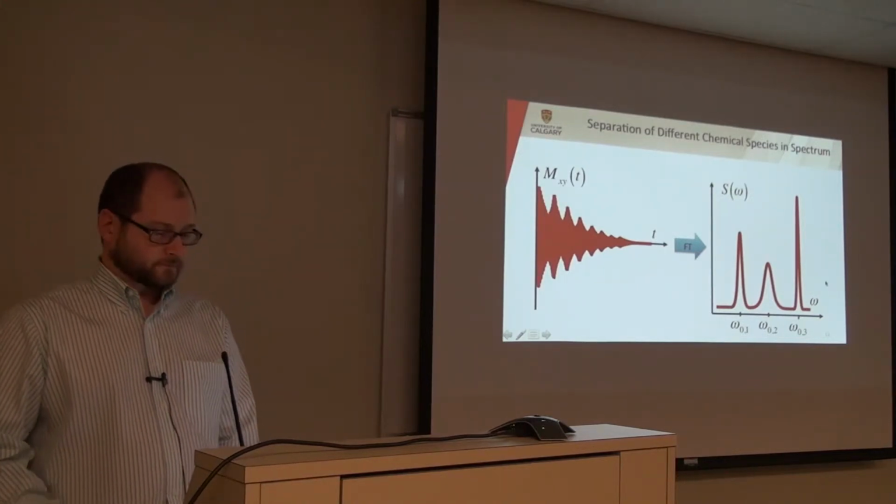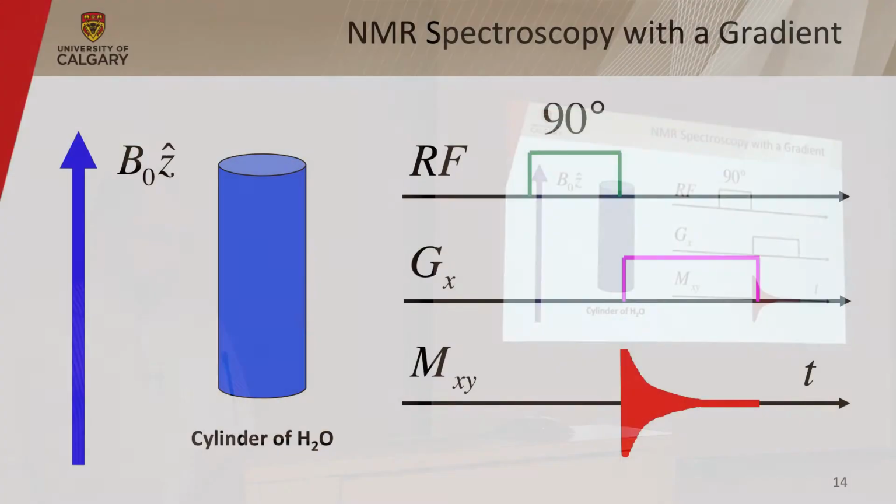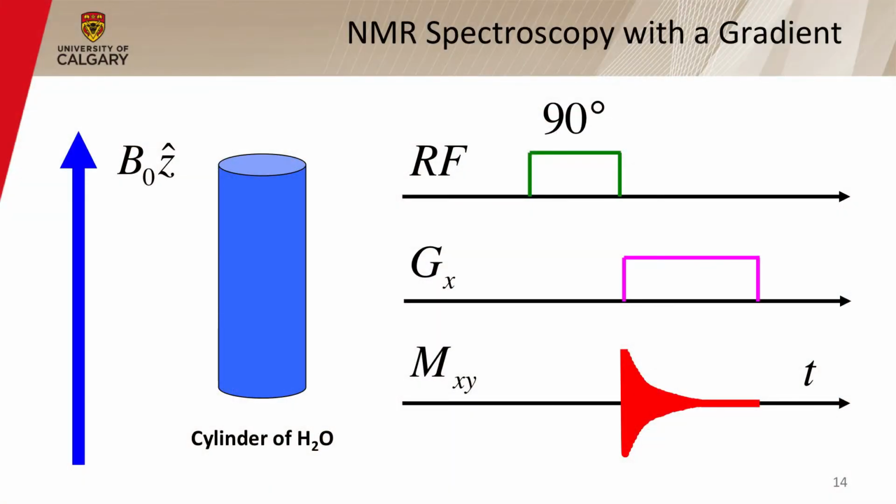Okay? All right, so now we're going to take it a step further. We're going to go back to our boring cylinder of water, and instead of just applying the 90-degree pulse and doing a readout, we're going to apply a gradient in the x direction. So now we've got faster dephasing of the signal in the transverse plane because we're applying this gradient across our sample.